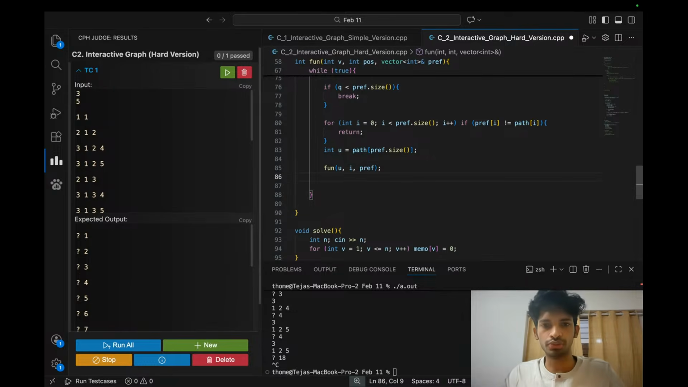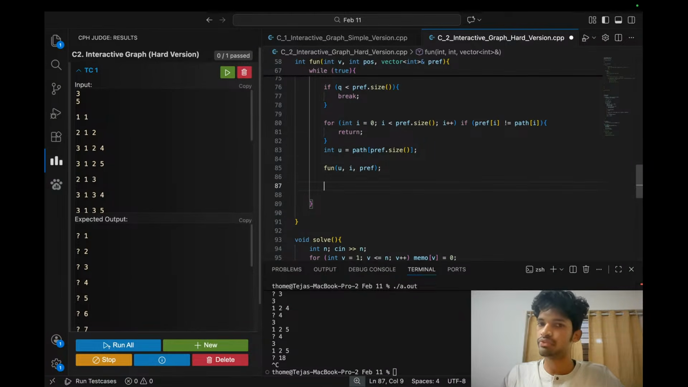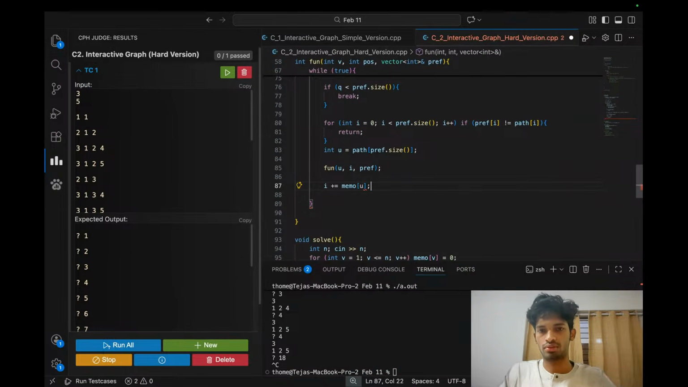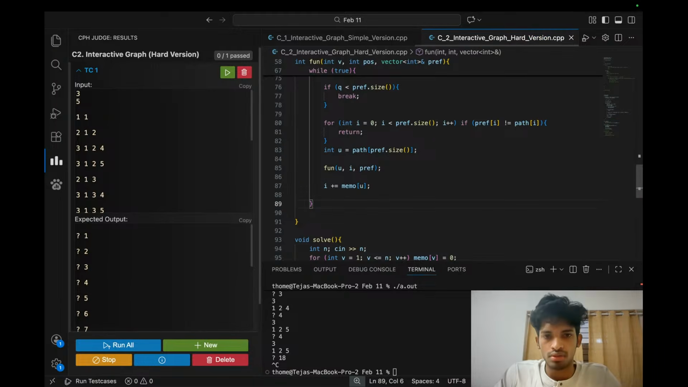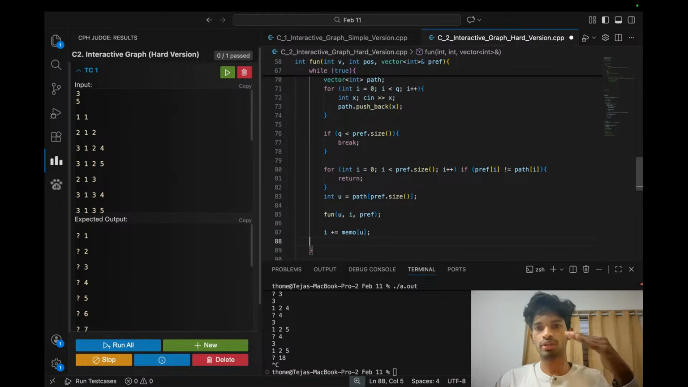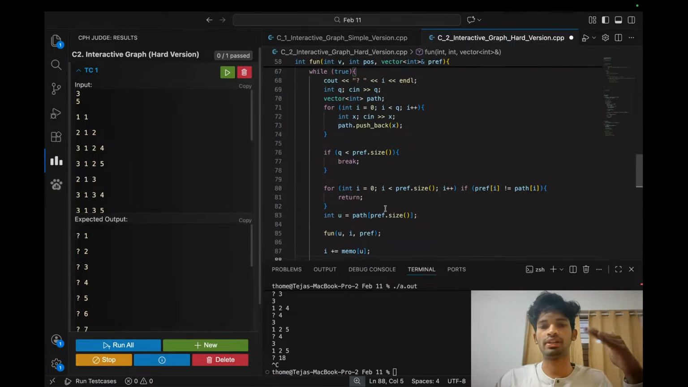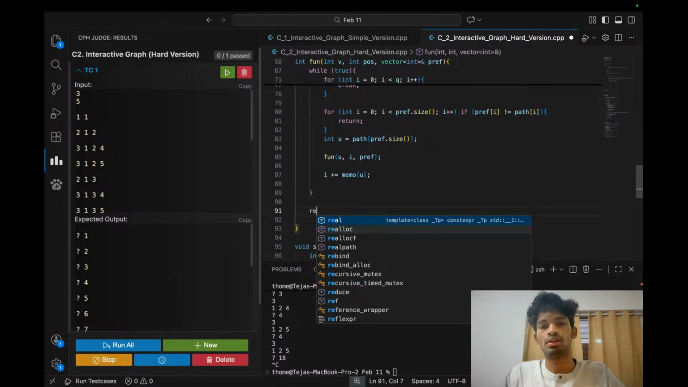Now what should you do? You have to move I. I is the position where this one starts, and now you have how many things here, and then you have to do that many plus. I plus equals to memo of u, and then you'll go to the next one, and then you will check the same thing. If it fails, it fails, else you have this answer. Return.